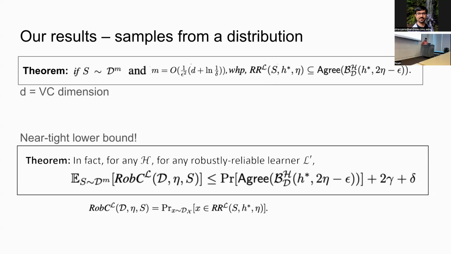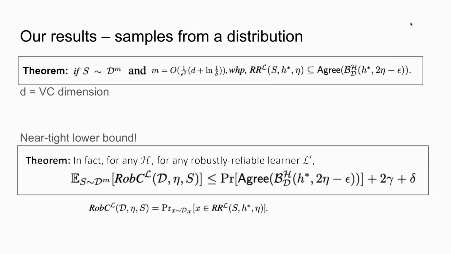the concept class, then the robustly reliable region in this case is contained in the agreement region of, this is just a slightly smaller radius than what we saw before, 2 eta minus epsilon instead of 2 eta. So as the size of the sample grows, we can basically recover the 2 eta, one of the best possible guarantees. And again, here is a near tight lower bound as well. So there's only slight looseness in this result as well.